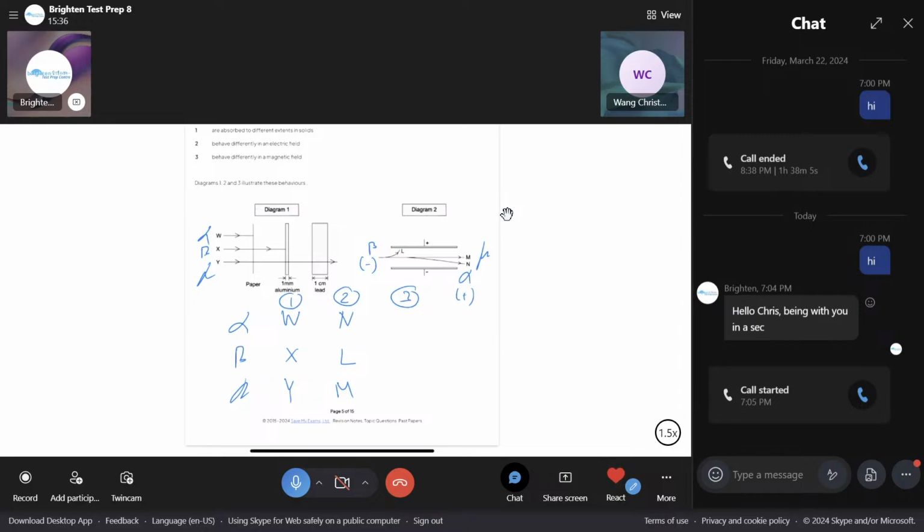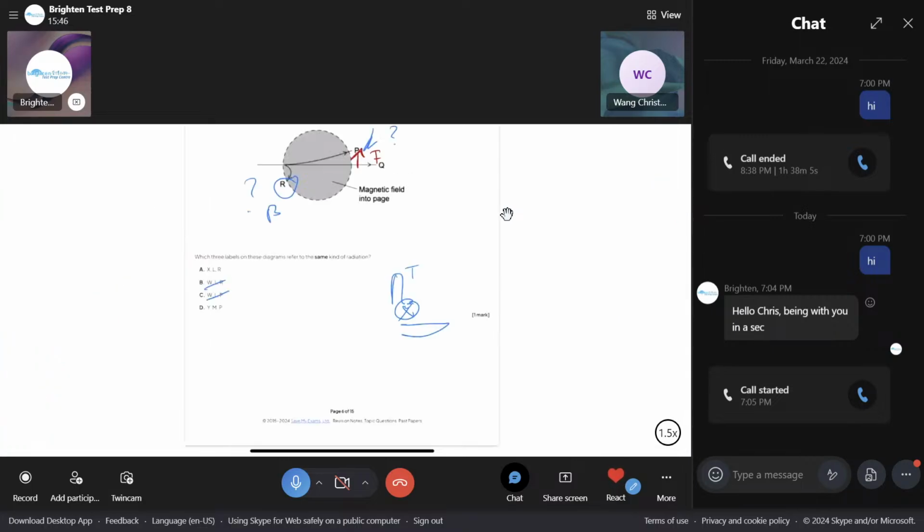I think it should be the middle finger is pointing upwards because the force is going from left to right. Wait, is the left hand rule for the induced one? It's the right hand rule.